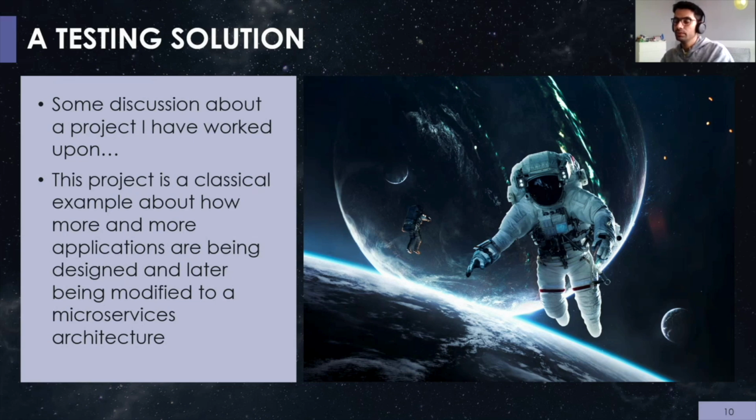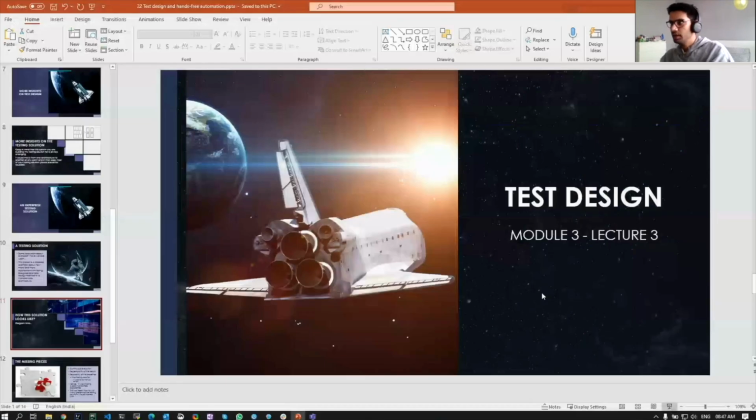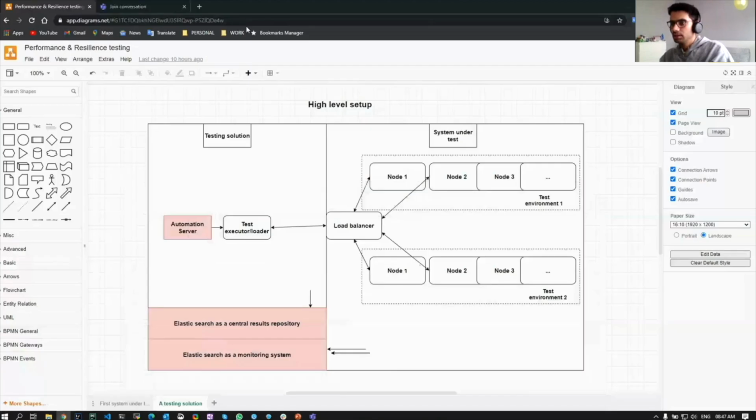It's a multi-cloud, multi-customer environment, which means multiple customers sit in the same environment and they share some of the resources. So our testing solution also needed to be similar, so we could test such a thing. So let's take a look. It's time for a diagram.